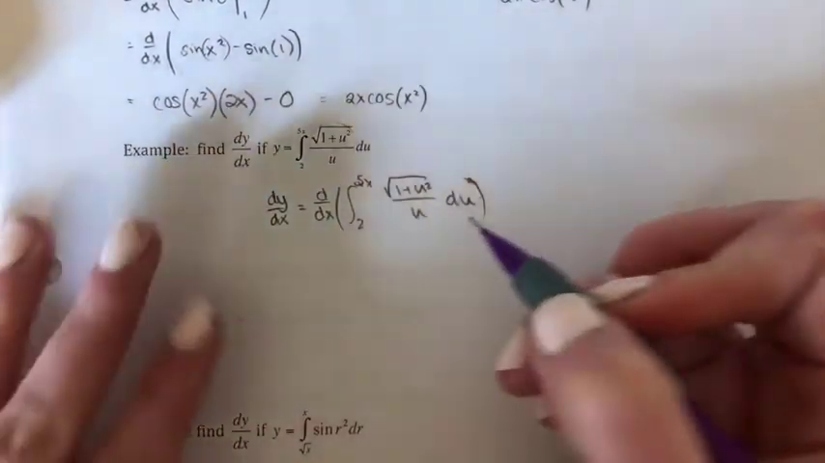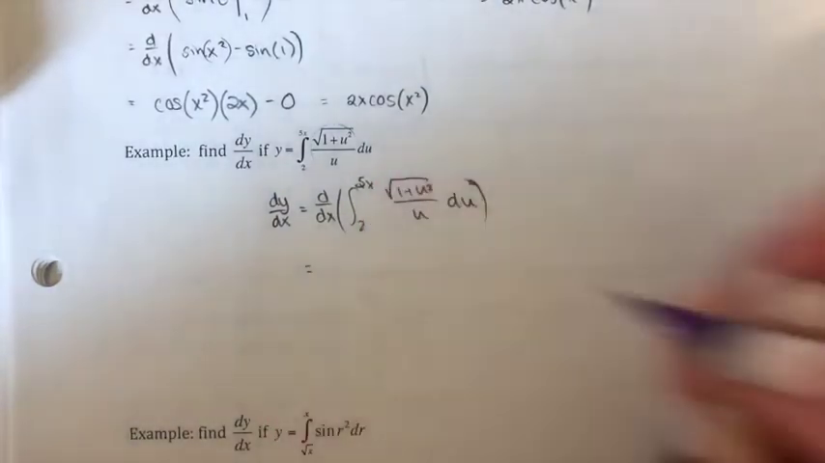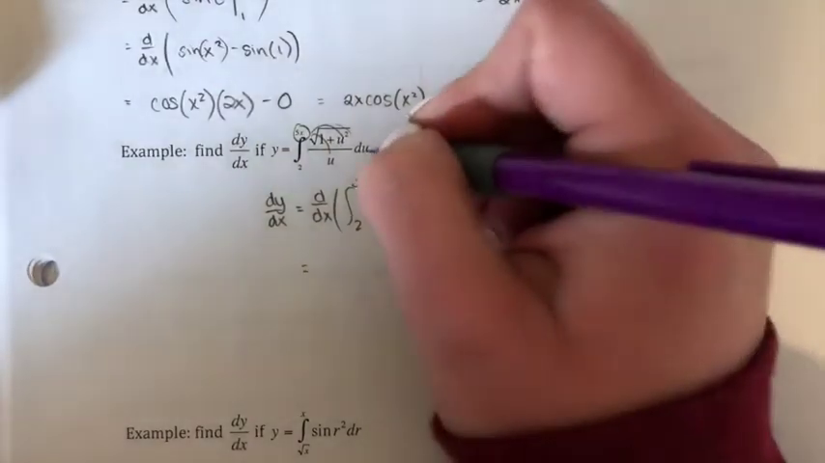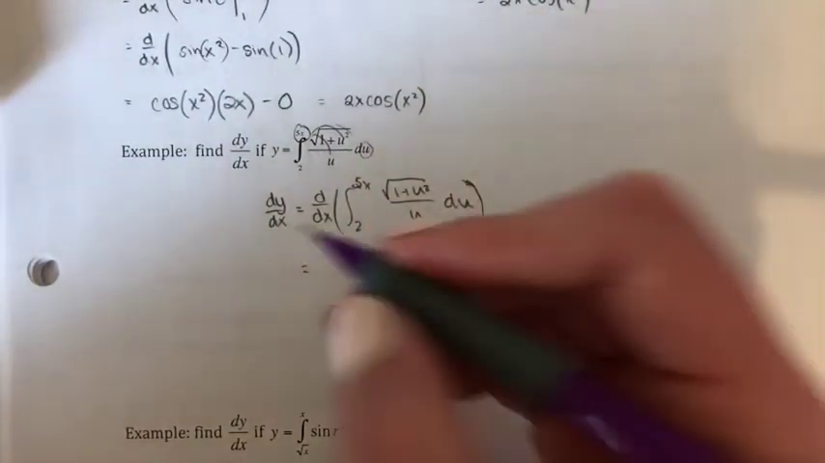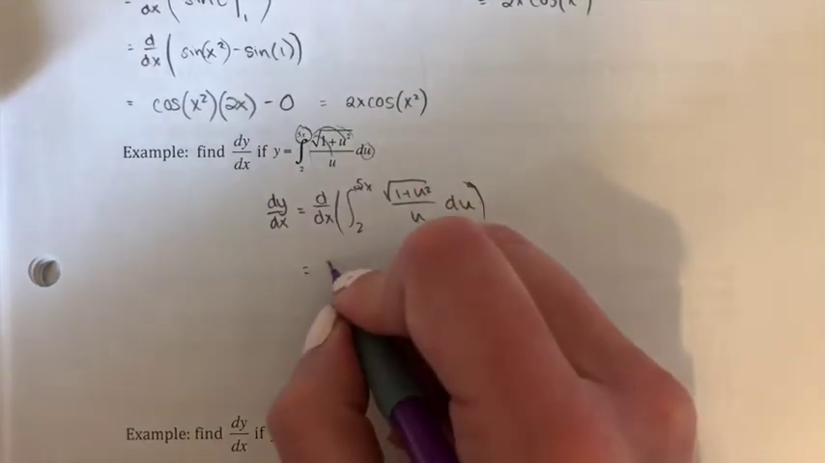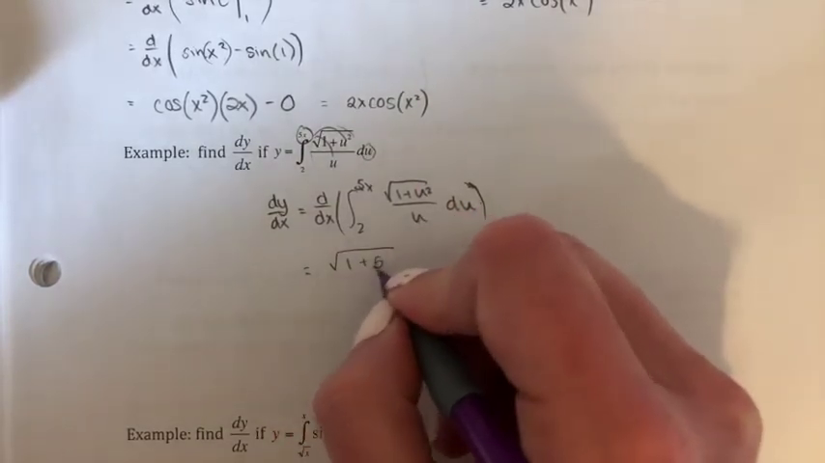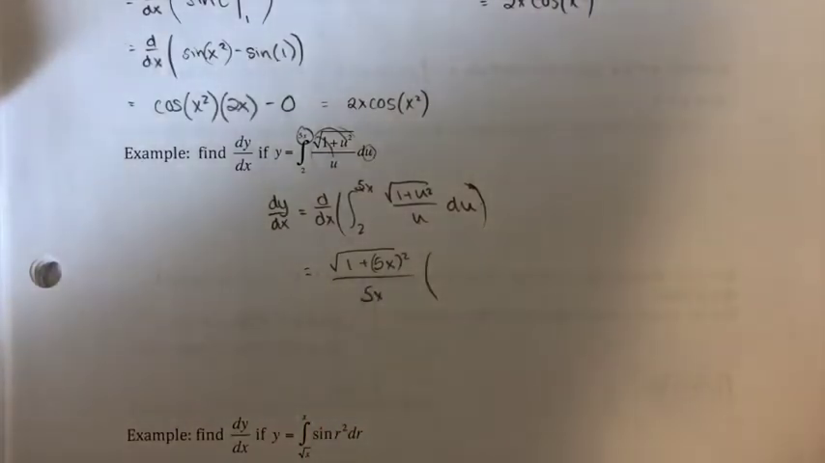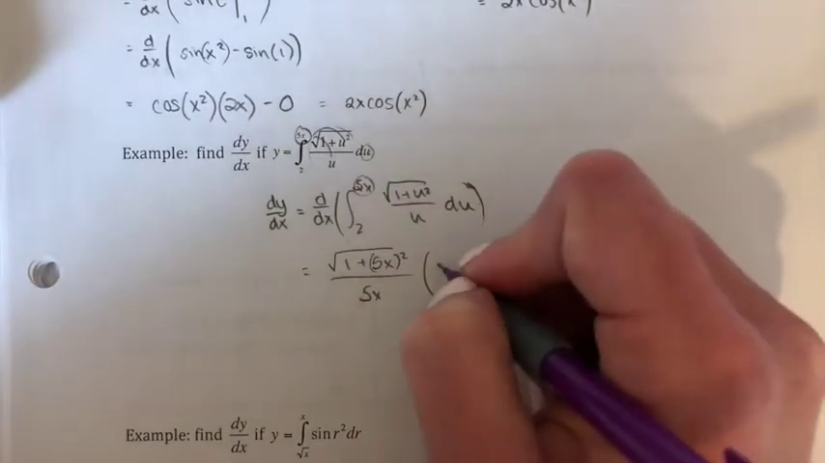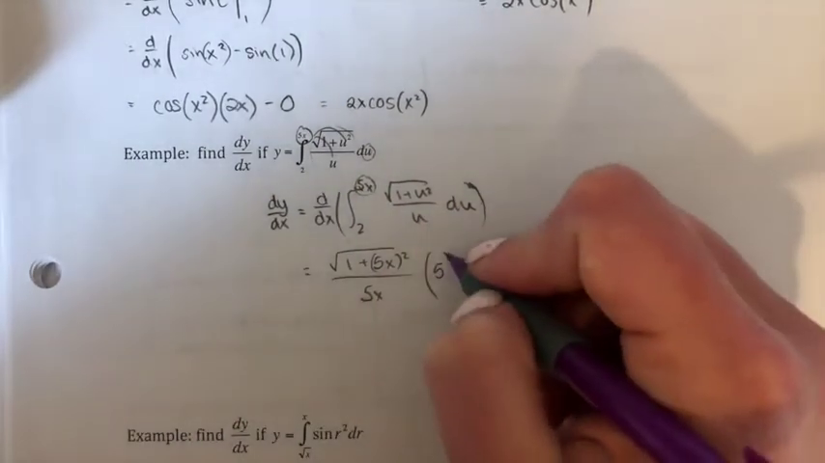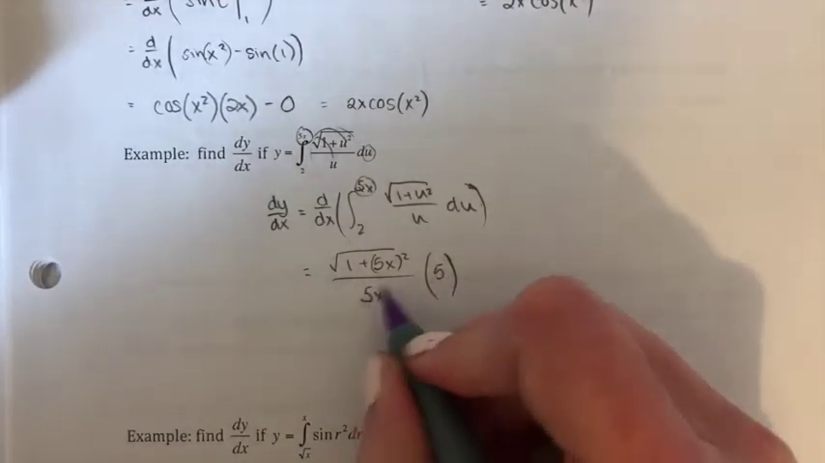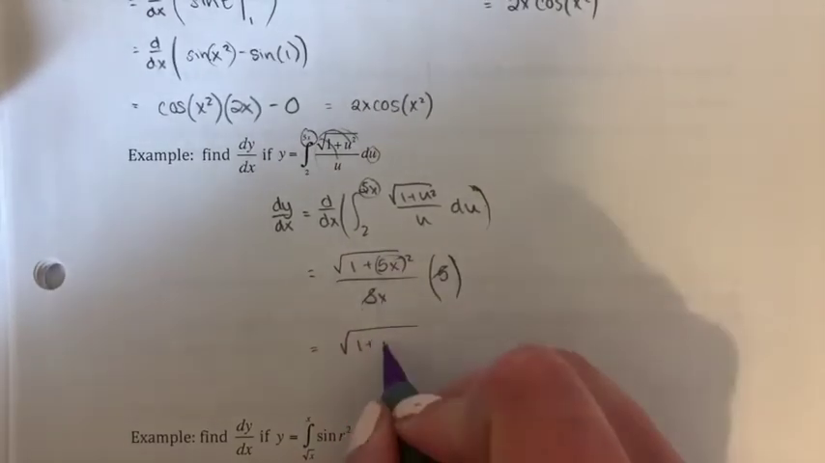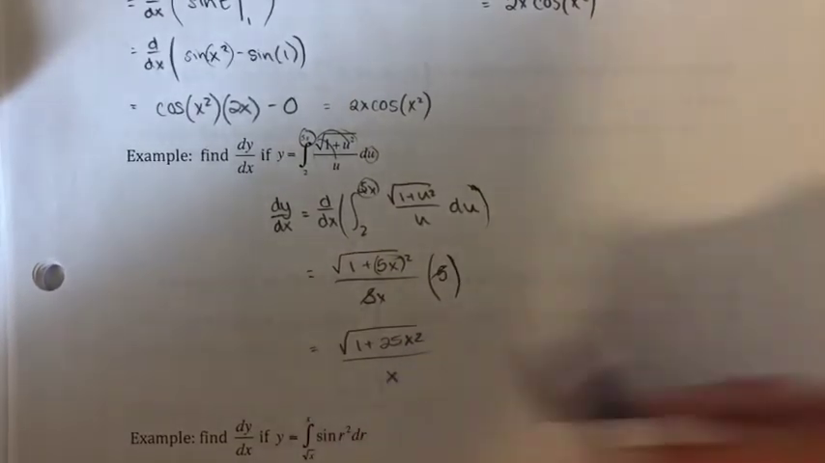So notice how it doesn't really matter if it's u's or t's, same difference, okay? We're just sticking this upper boundary in wherever it has a u, in this case, right? It just has to match whatever's out here. So this is going to be the root of 1 plus 5x squared over 5x. And then we need to multiply this by the derivative of that upper boundary. So, oh my gosh, 5. Okay, so 5 divided by 5, those are going to cancel. So we're going to end up with 1 plus, I'm going to distribute this, so 25x squared over x.